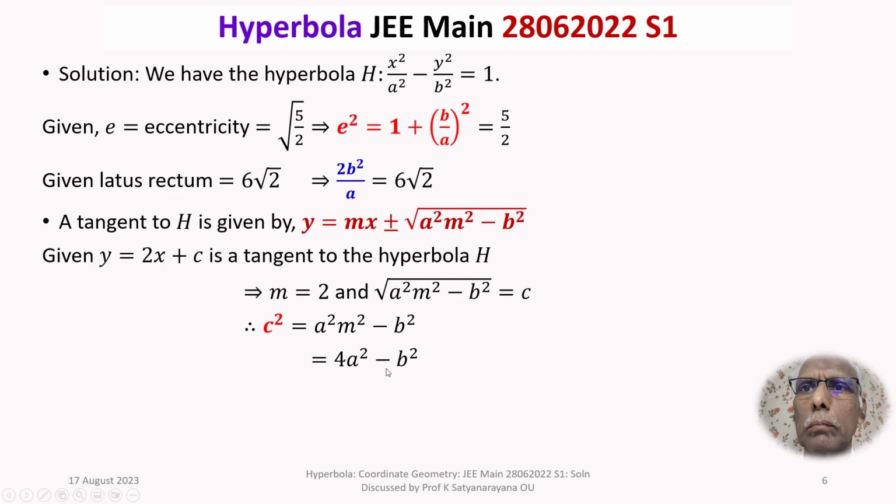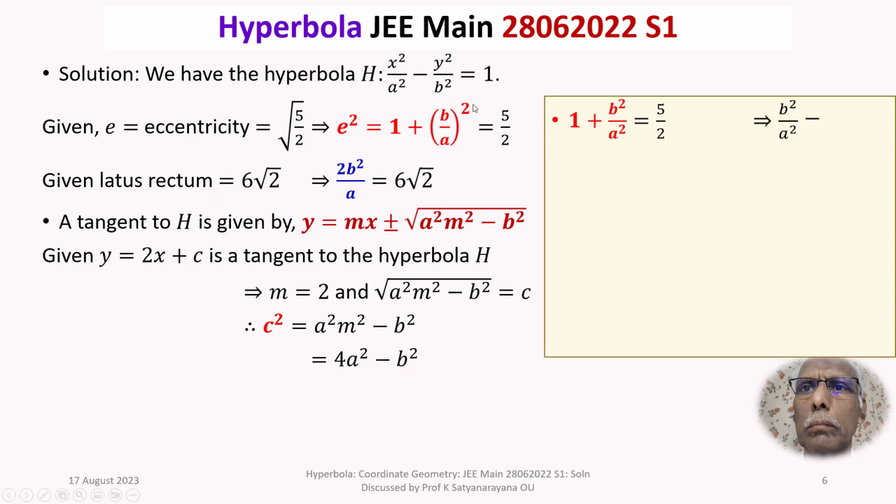So we want the values of a square and b square for this hyperbola with these properties. So we will go back to 1 plus b square by a square is equal to 5 by 2. This will give you b square by a square is equal to 5 by 2 minus 1, that is equal to 3 by 2. And this will imply 2b square is equal to 3a square. So our intention is to obtain the values of a square and b square.